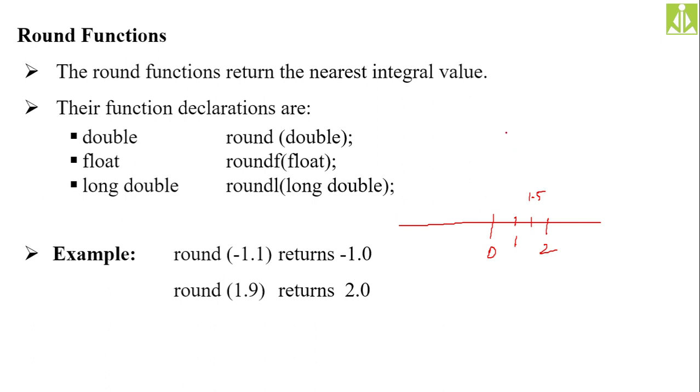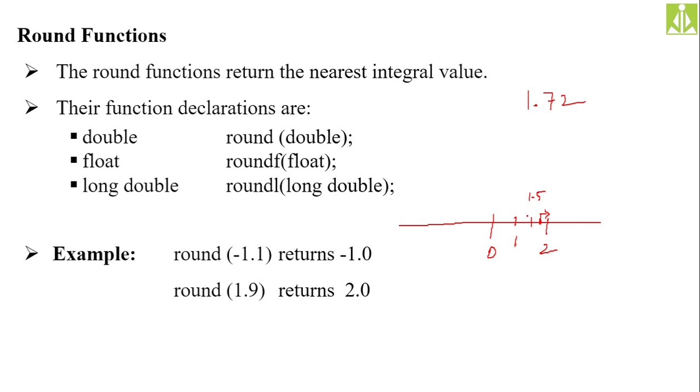Let us assume I am calculating the round value for 1.72. 1.72 will come after 1.5, so it will be somewhere here. Which one is near, whether 1 is near or 2 is near? 2 is near, so it will go for 2. 1.72 will become 2.